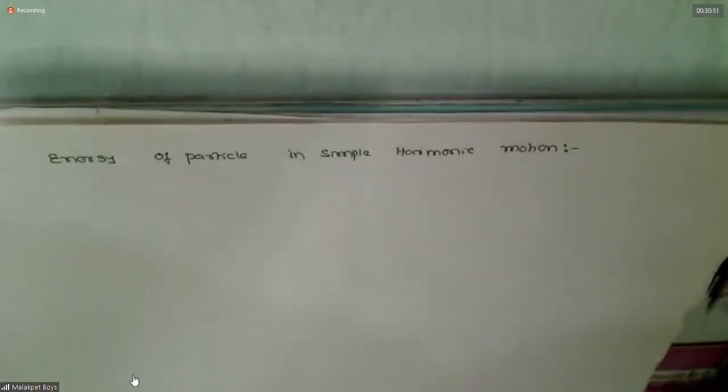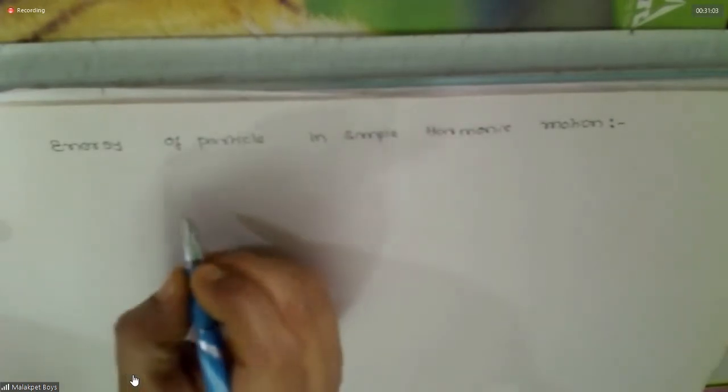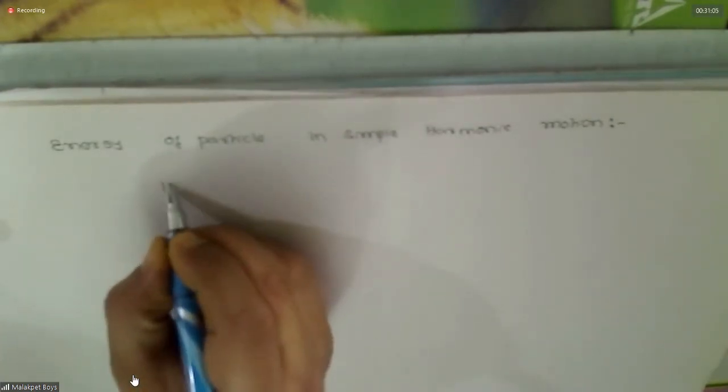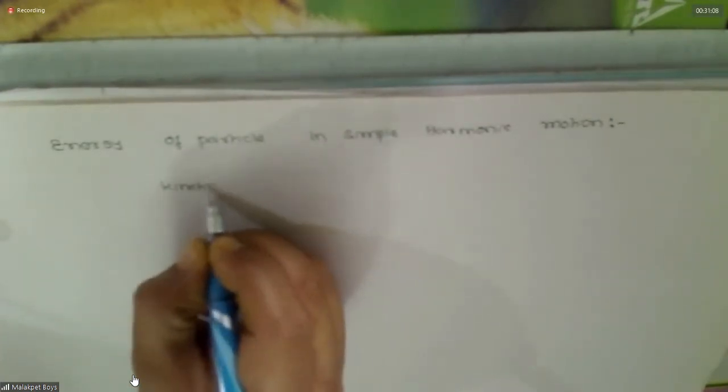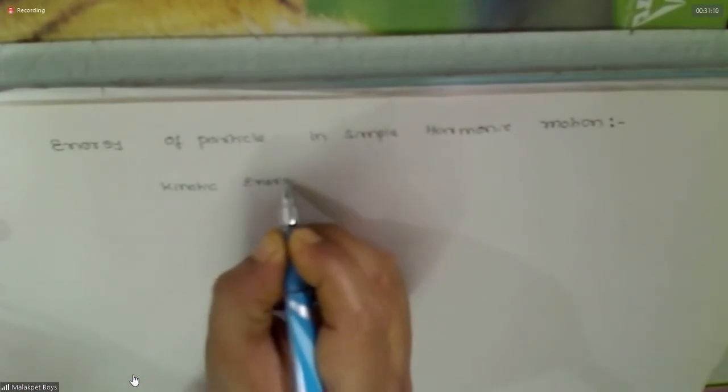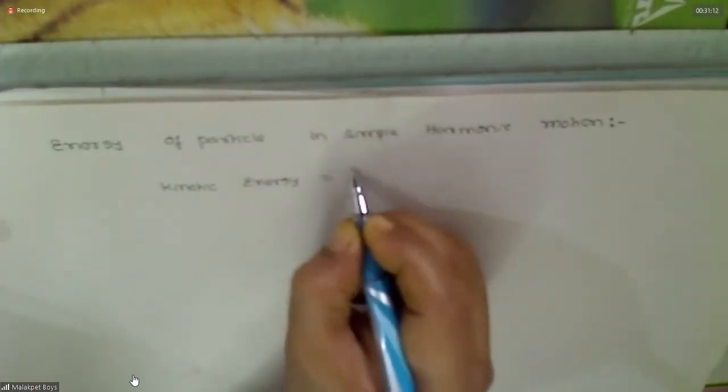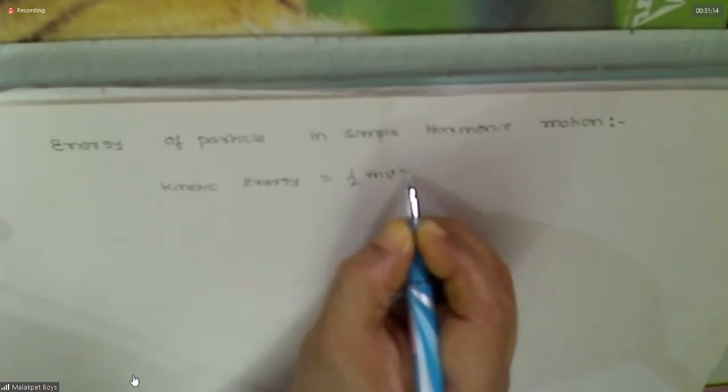When you talk about energy, when you speak about energy, what do you have? Kinetic energy and potential energy. So the first thing is mechanical energy we are speaking about. Therefore, you have kinetic energy, half mv square.